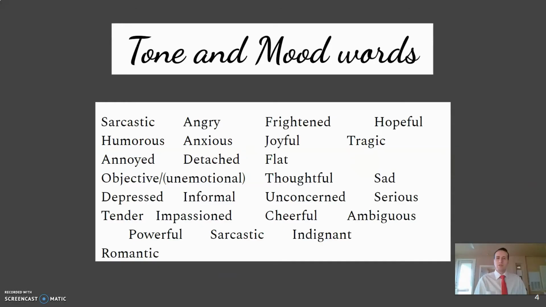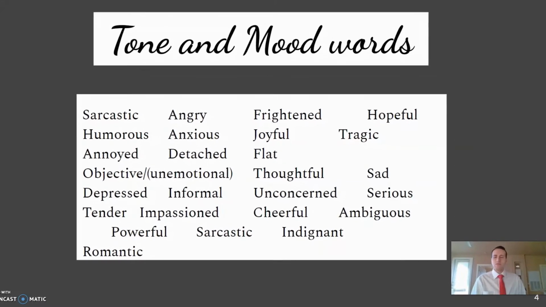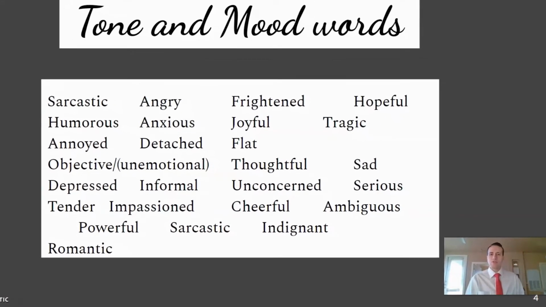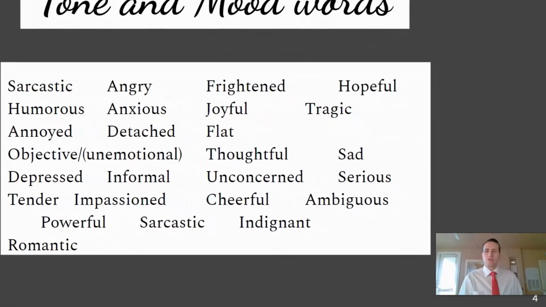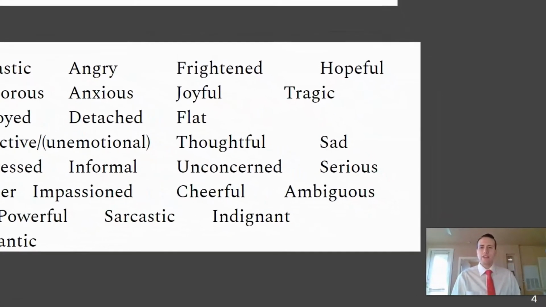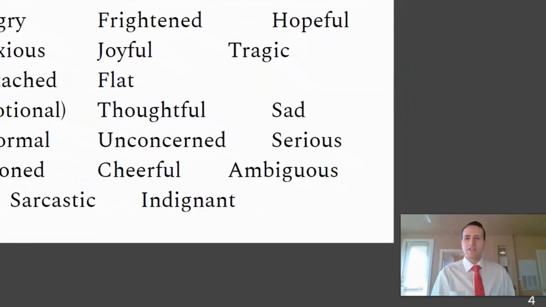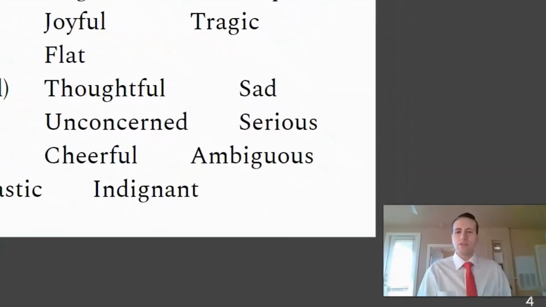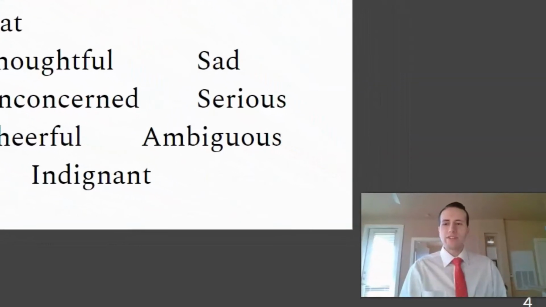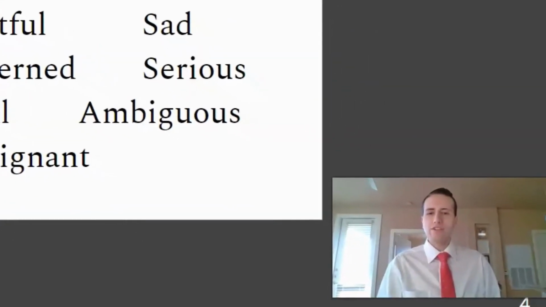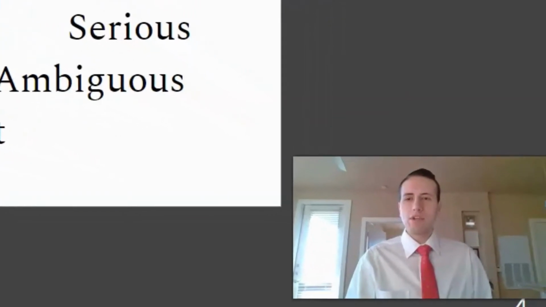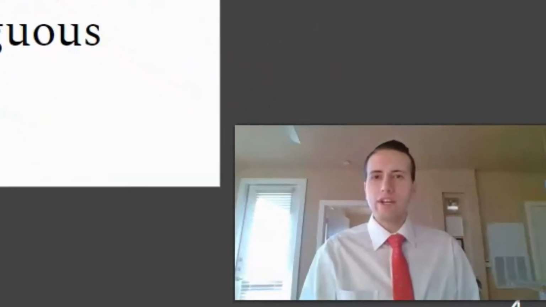Here are some examples of tone and mood words. You can be sarcastic, angry, frightened, hopeful, humorous, anxious, joyful, tragic, annoyed, detached, flat, objective or unemotional, thoughtful, sad, depressed, informal, unconcerned, serious, tender, impassioned, cheerful, ambiguous, powerful, sarcastic, indignant, or romantic.